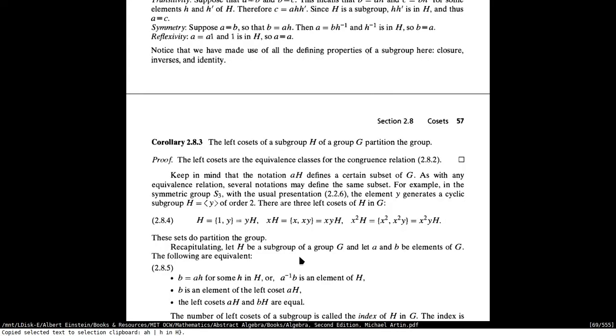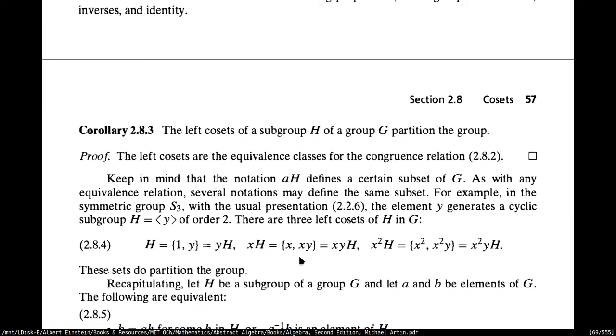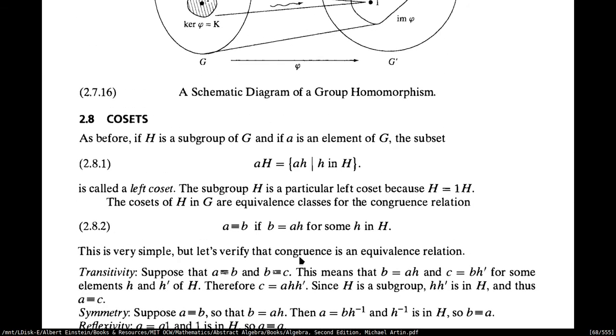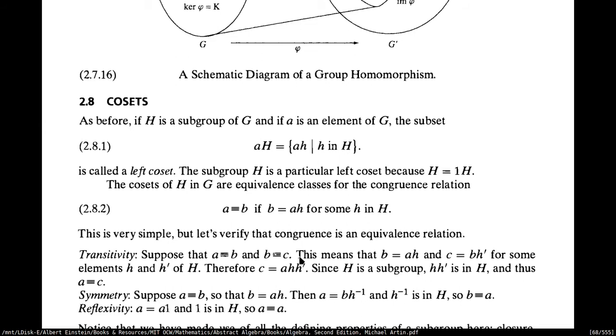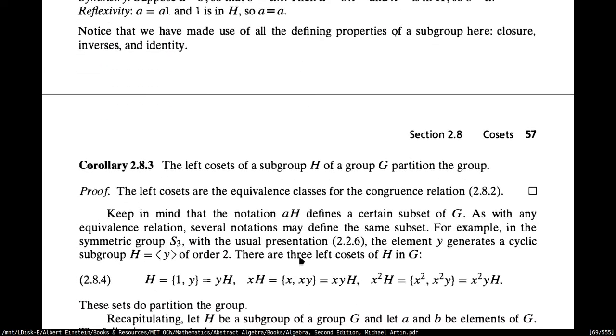Okay, let's get back to business. So we're going to prove this, that the left cosets of a subgroup partition the group, but it's not really anything to prove because the left cosets are essentially congruence classes, and congruence relations are equivalence relations, and we know that equivalence relations form partitions. So that's pretty much it.